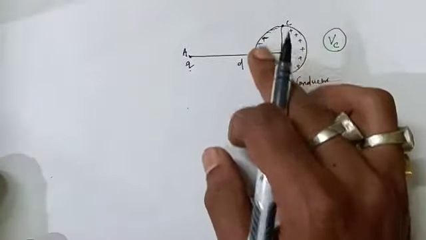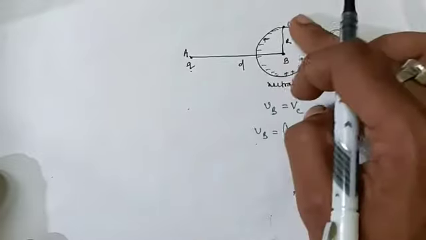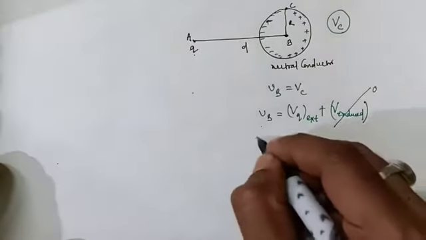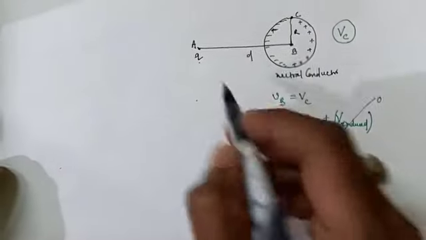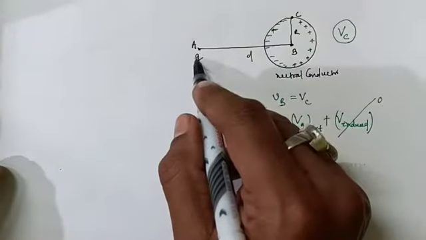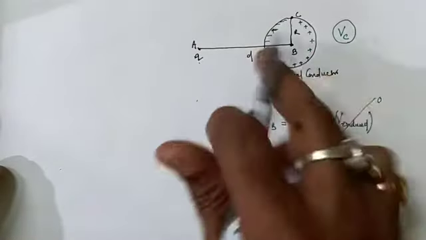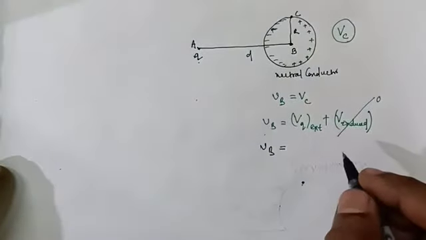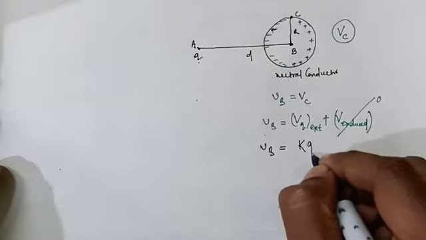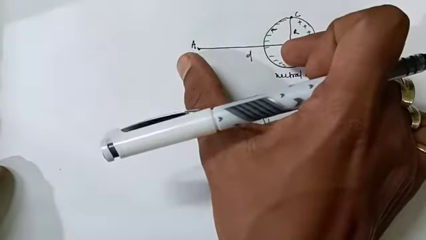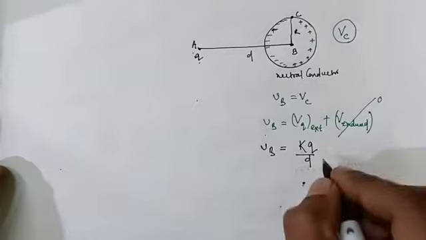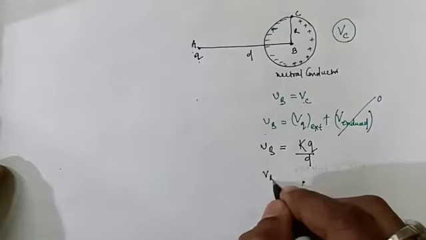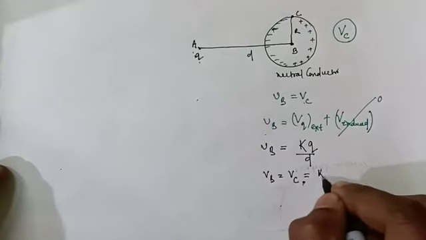Due to this section the potential is negative and due to this section the potential is positive, so the induced charges cancel each other. So potential of B is nothing but the potential due to this charge Q, and this is a point charge. What is the expression of potential due to a point charge? It is kq upon r, where q is the charge and r is the distance, here d. This is the potential of B. I know potential of B equals potential of C, so potential of C equals kq upon d.